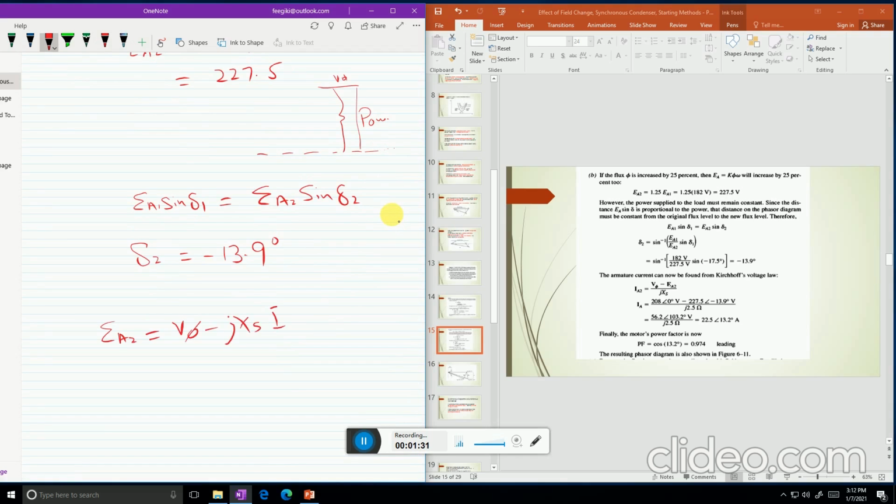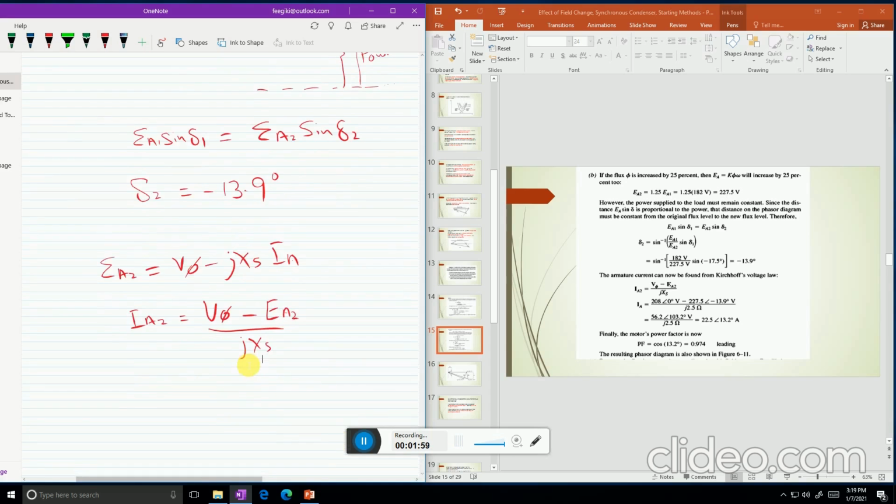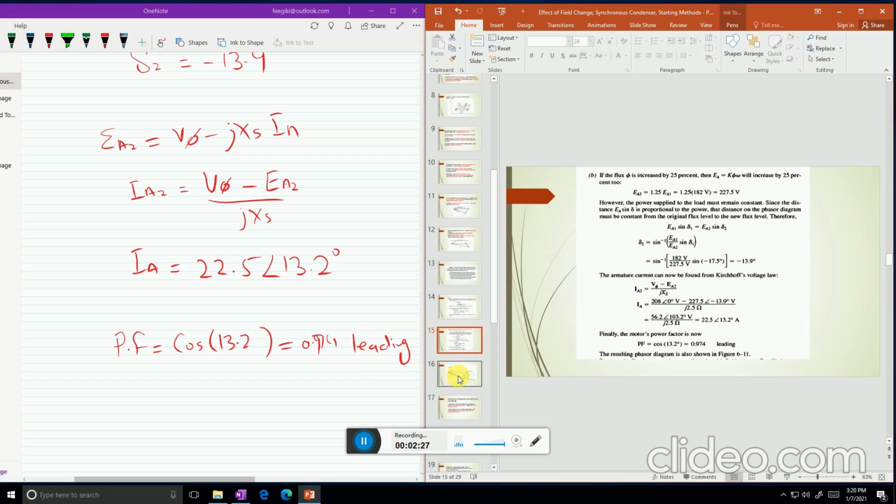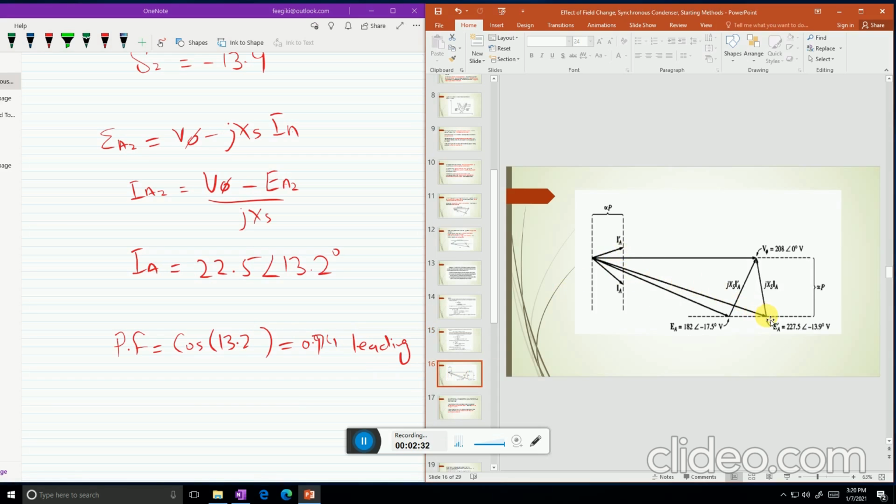V phase minus j XS IA2. From here, IA2 is equal to V phase minus EA2, divided by j XS. So the value of IA2 is 22.5 angle 13.2. Now the current is leading and the power factor is 0.974 leading. The resulting phasor diagram is now this one. This is EA2 and j XS IA, and now IA is this one, which is leading.